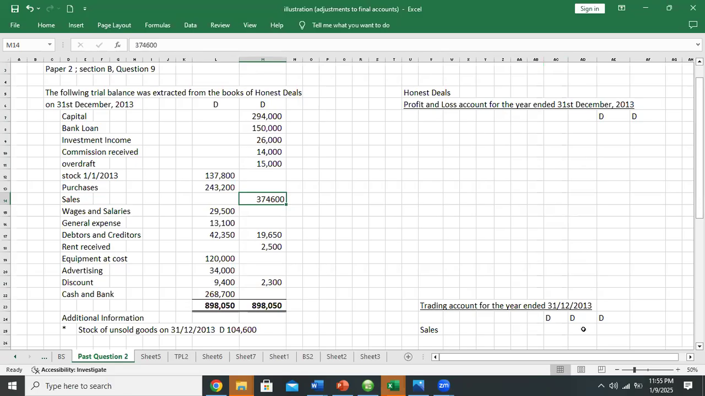374,600, right? Then after that, we less return inwards. Professors, do we have return inwards in our question here? There's no return inwards, right? So you put your sales right under the third column, 374,600.